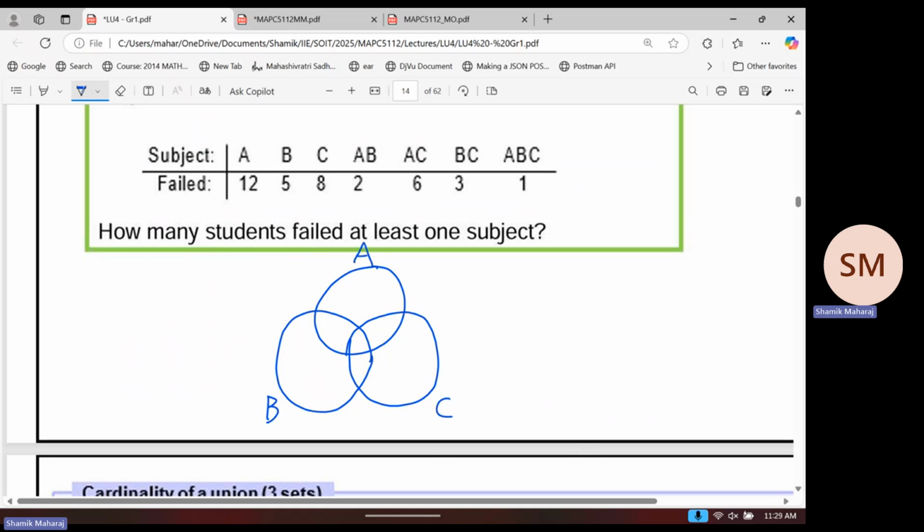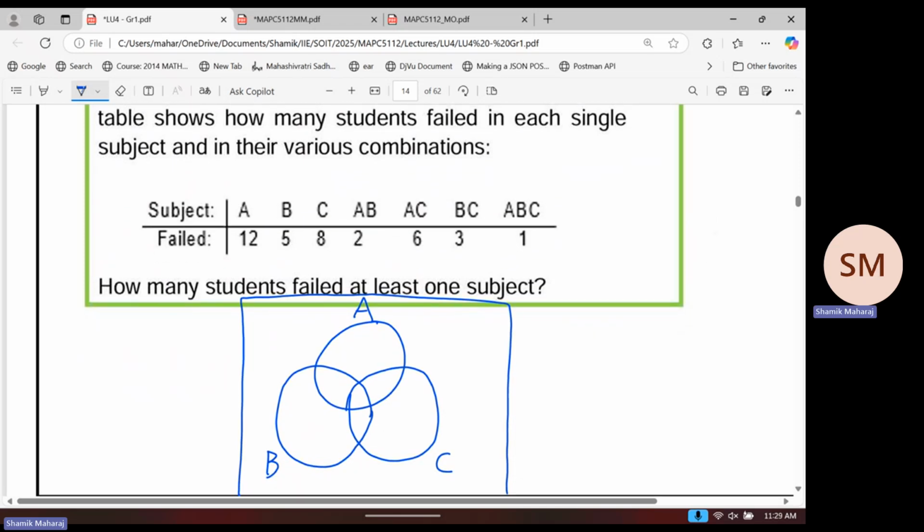Right, and in this, we're putting the information of how many people failed each subject. Actually, we should have a universe here as well, right? So let's make a square. A square outside for the universe, and that universe contains all the students, those who passed and those who failed. Yes, correct.